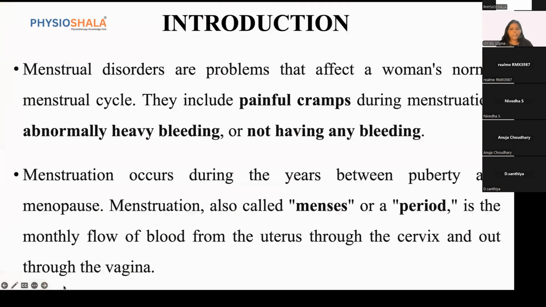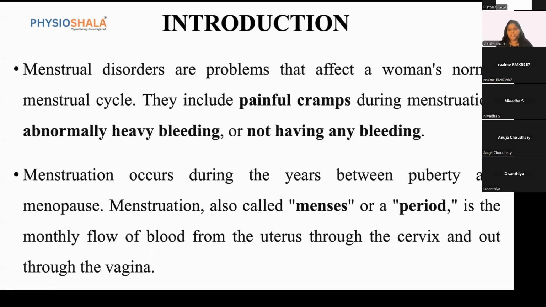So going into the introduction of menstrual disorders. What are the menstrual disorders? They are the problems that affect a woman's normal menstrual cycle. It may include some painful cramps during the menstruation. It may be abnormal heavy bleeding or not having any bleeding at all. The menstrual cycle is a periodic, cyclic event a woman gets in her lifetime.